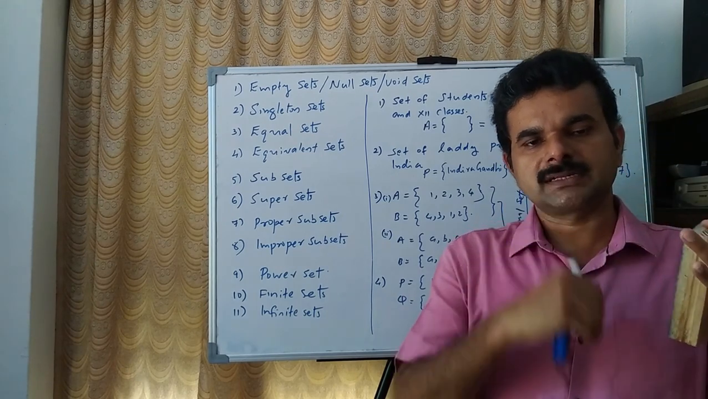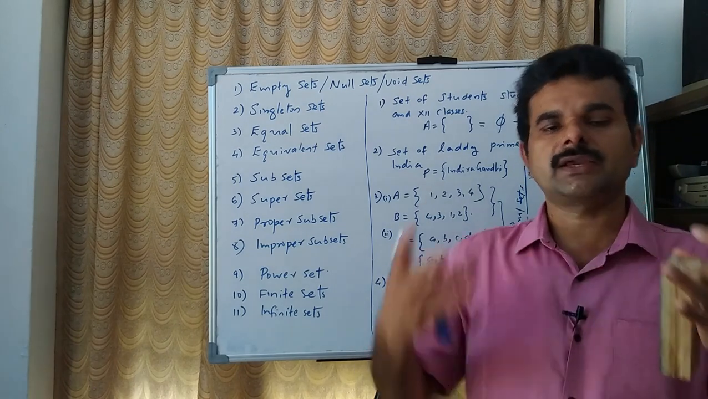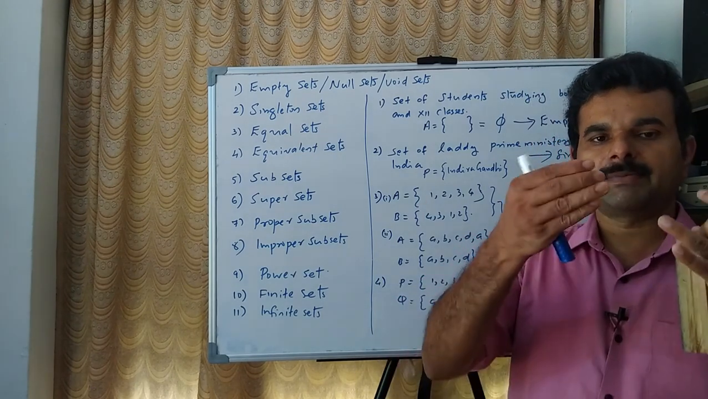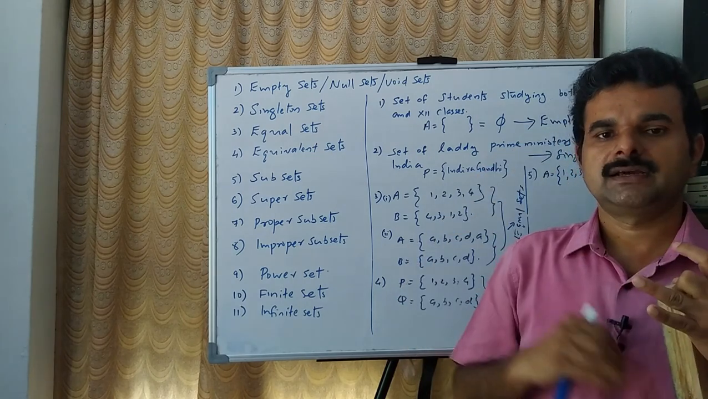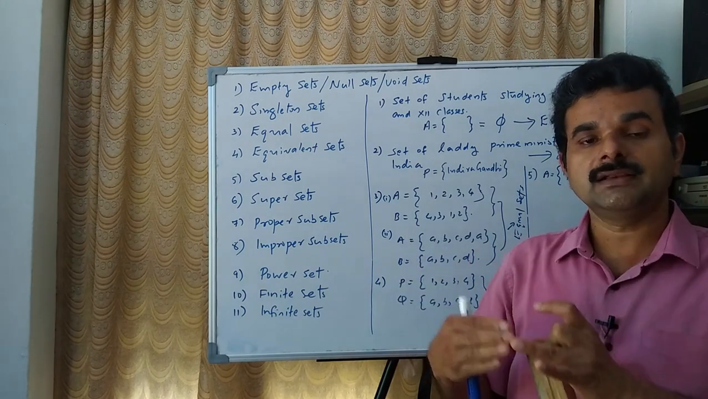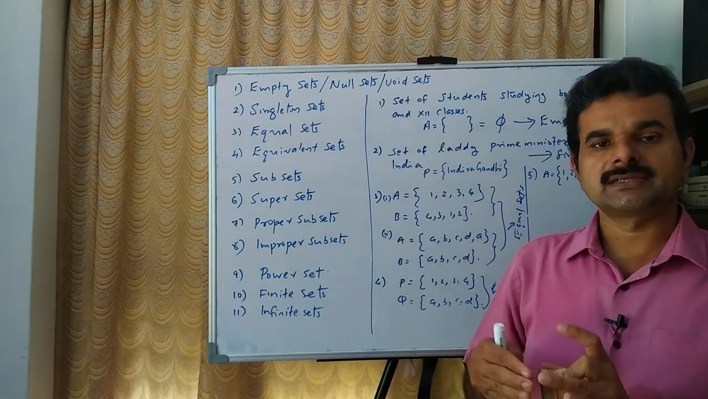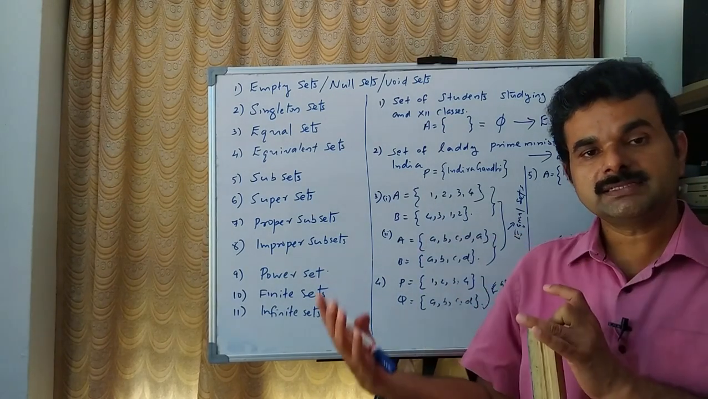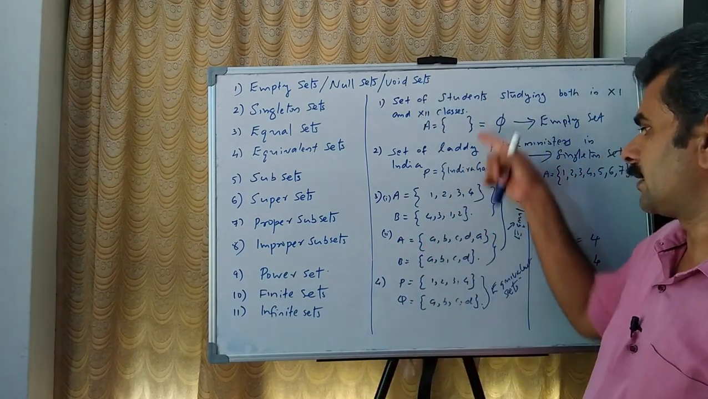If capital A has 4 elements and capital B has 4 elements, these two sets are called what? Equivalent sets. But if A and B have not only the same number but also the same elements, first 1, 2, 3, 4 and second 1, 2, 3, 4, then they are equal sets. Equal sets are always equivalent sets.